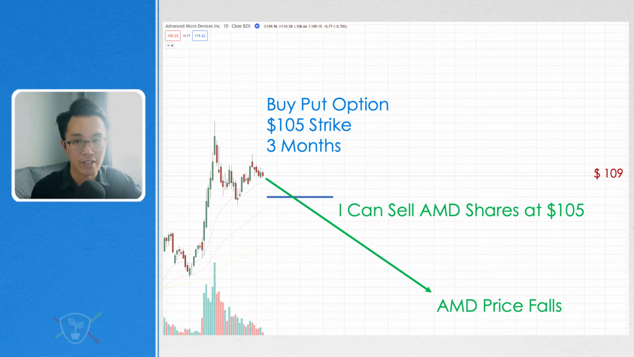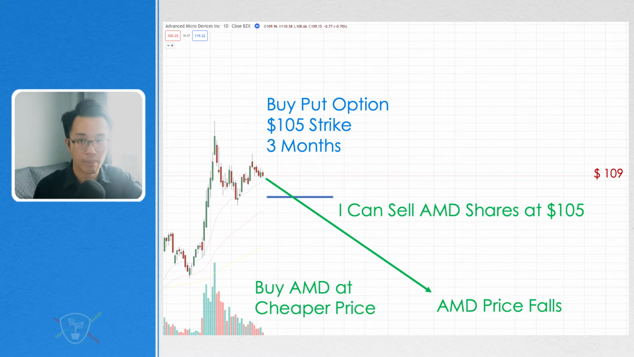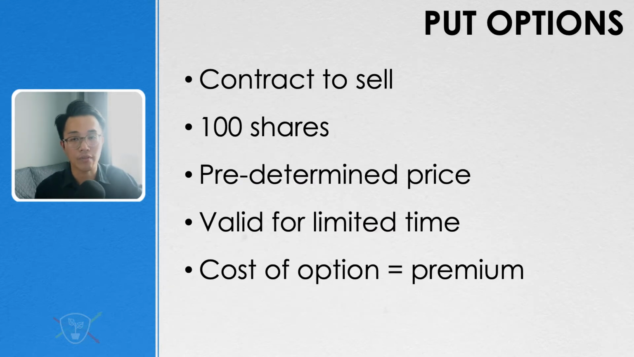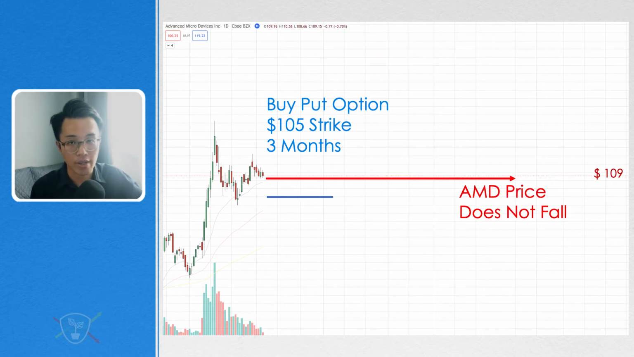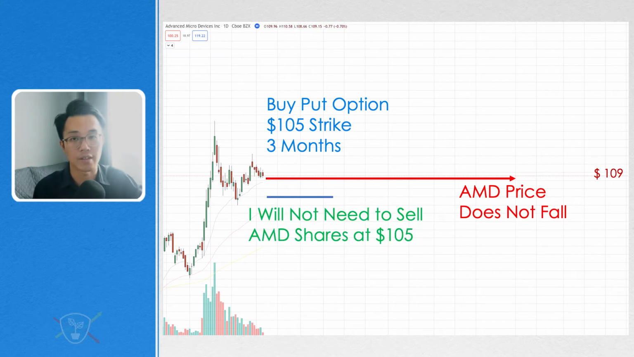Even if it goes to $90, $80, $70, I can just buy it at the market for whatever price it dropped to, and then sell it for $105. So to buy the put option, I will have to pay a premium to the seller of the put option. The seller of the put option is obligated to buy the shares from me at the strike price, in this case $105. So if I'm wrong, if the share price doesn't fall, if it stays above 105, I am not obligated to sell the shares at $105.